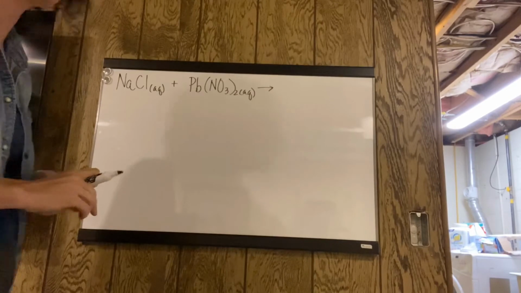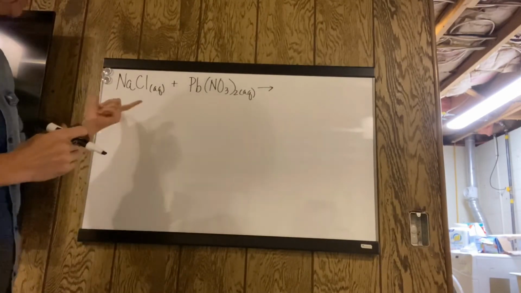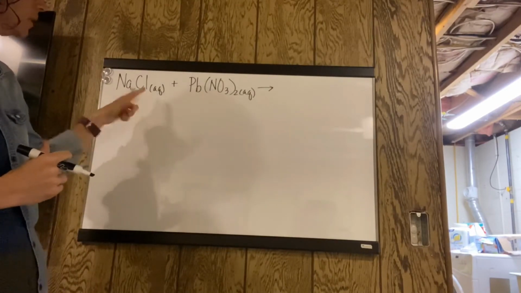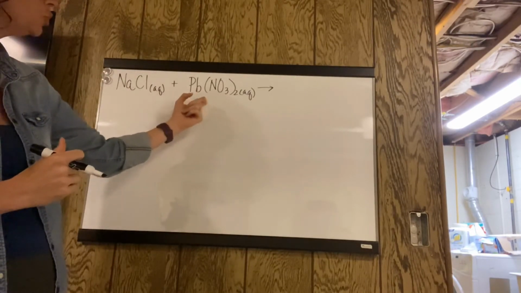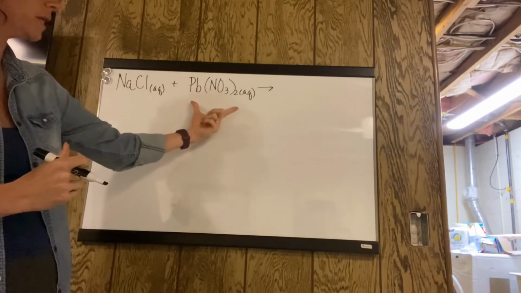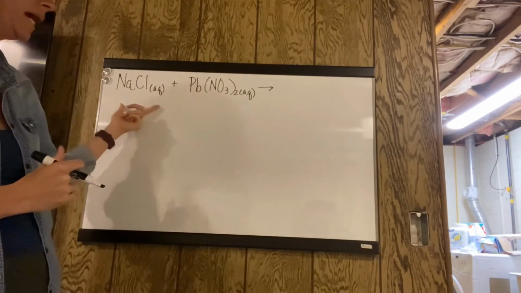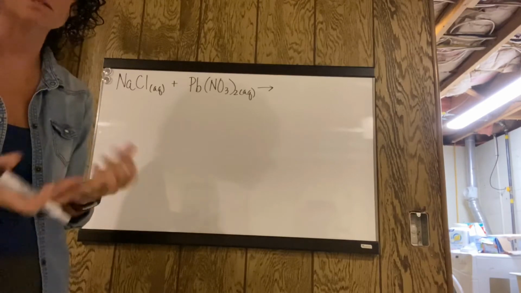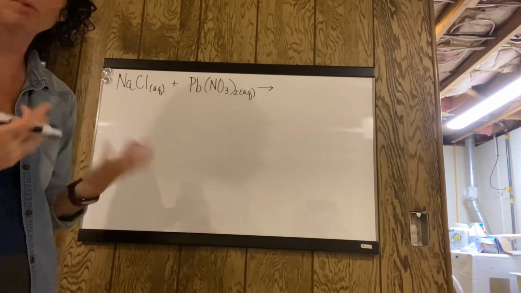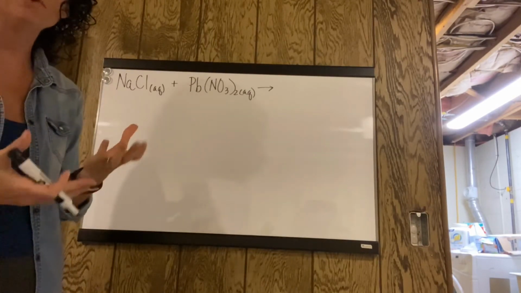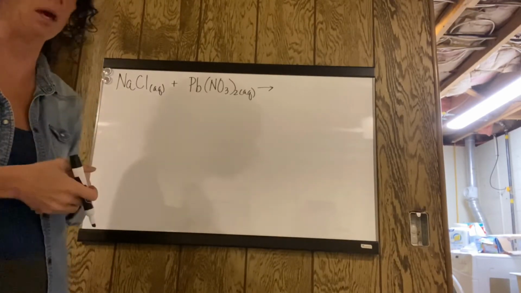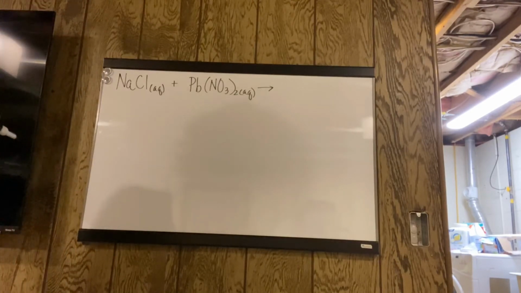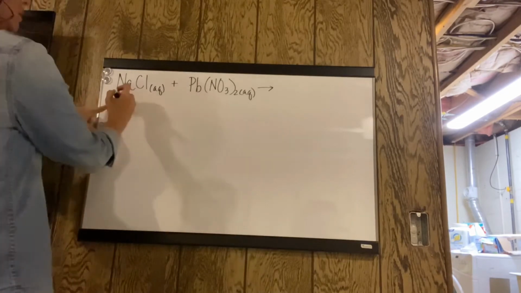Okay, let's do another example. Here we have sodium chloride, aqueous, plus lead 2 nitrate, aqueous. Okay, so once again, 2 ionic compounds that are aqueous, and they're going to undergo a double replacement reaction. We want to figure out what the formula for the products of this reaction will be. Okay, so the first thing we're going to do is look at the charge of the ions involved. Sodium is a +1.